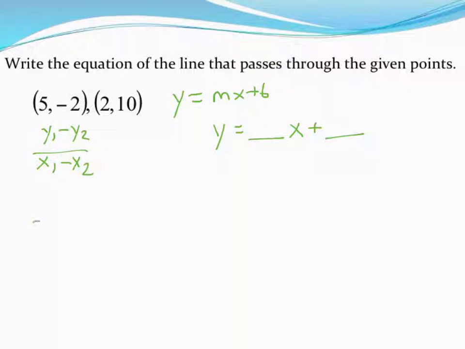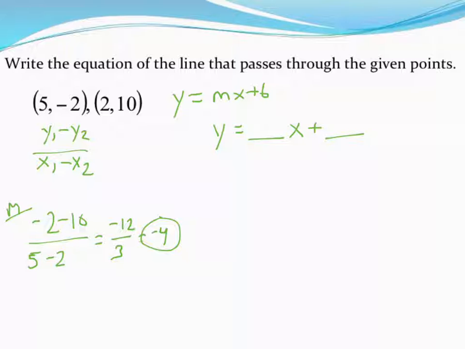So I'm going to say negative 2 minus 10, and my x values are going to be 5 minus 2. So let's do that calculation. I get negative 12 divided by 3, which I can simplify to just negative 4. So there's my slope. I'm going to circle that, but remember that's not my answer, that's just the slope.